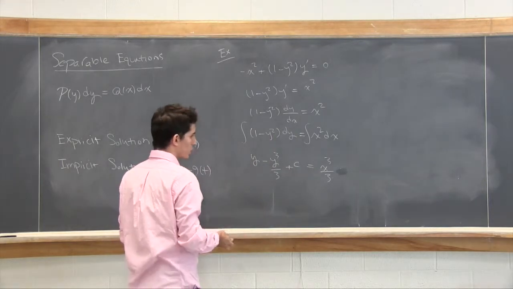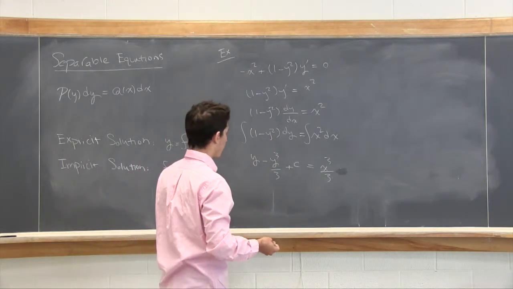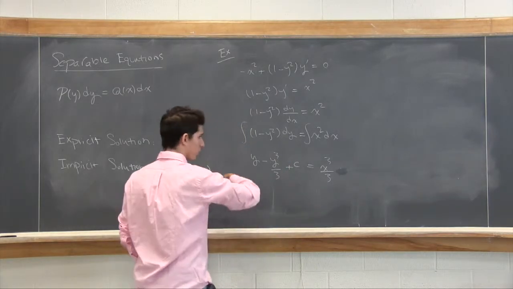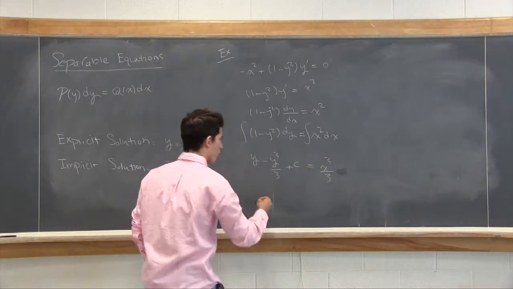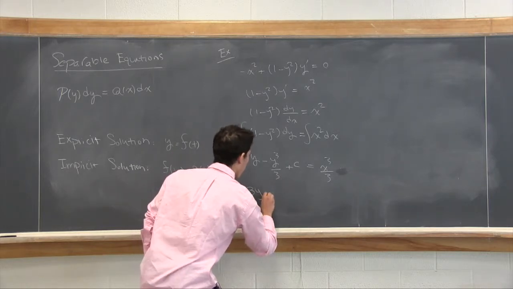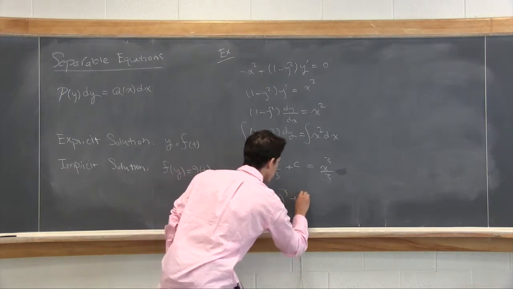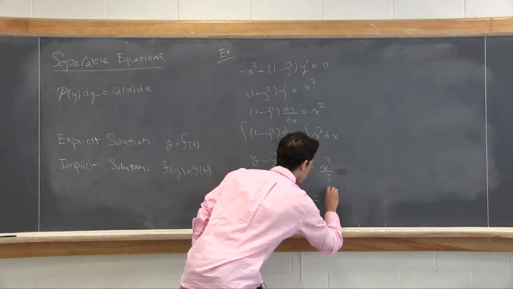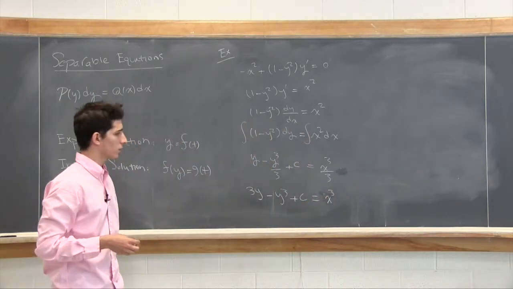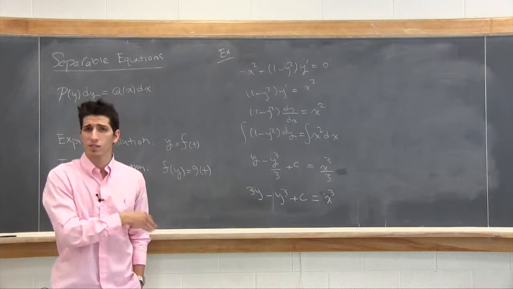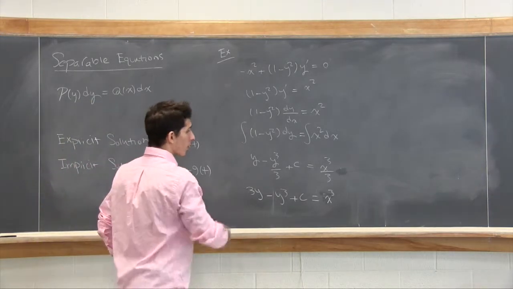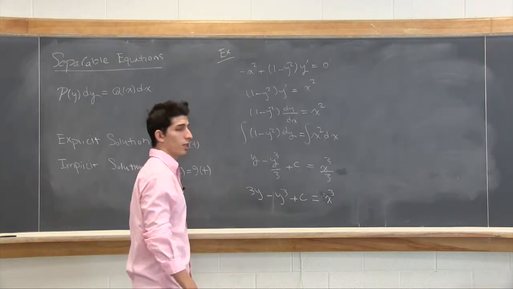I would suggest go ahead and actually simplify it a bit so that it's not really ugly. Multiply everything by 3. I'm going to get 3y minus y to the third plus C is equal to just x to the third. And I don't need to multiply my constant by 3 just because it's a constant. It doesn't matter. I can scale it however I want to. And that is a perfectly fine answer.